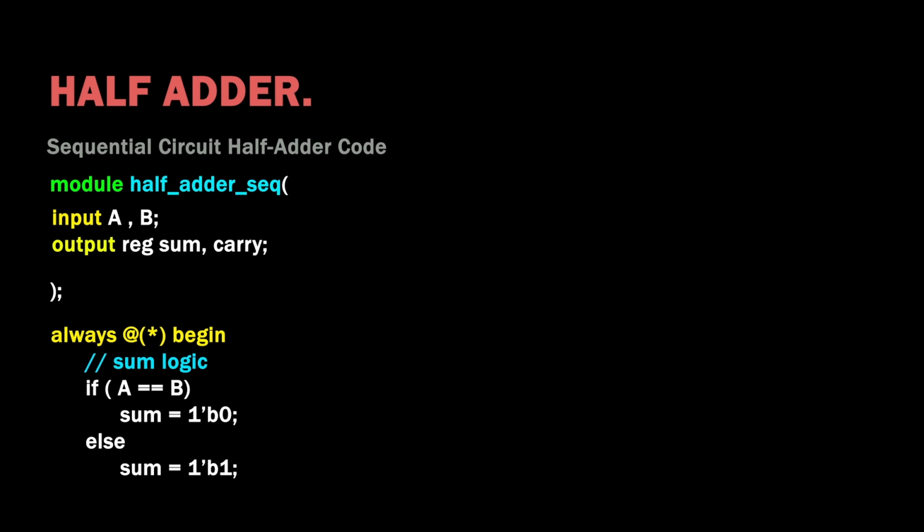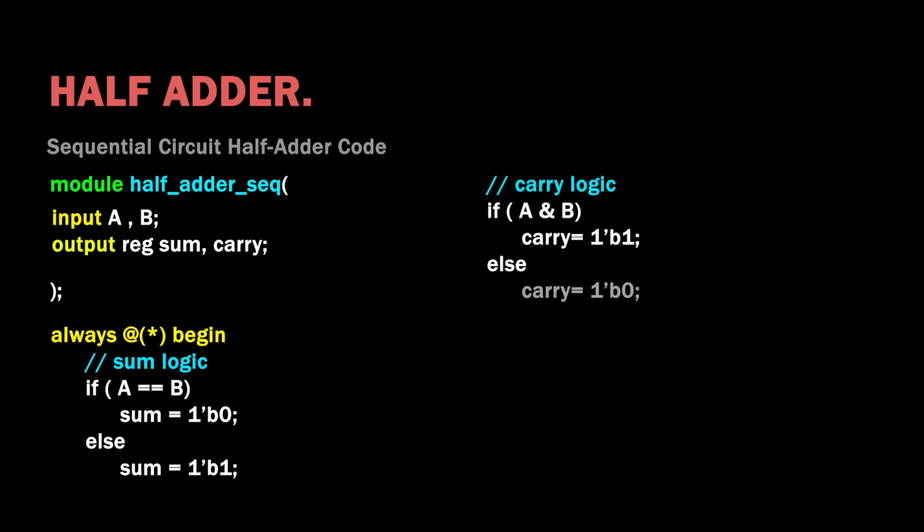After that, the if else condition checks if A and B are same. If they are same, the sum is 0. If they are different, the sum is 1. Then the carry is determined using the condition if A and B. This checks if both A and B are 1. If both are 1, the carry is set to 1, otherwise it is 0. Then we'll complete our syntax by ending the always block and using the endmodule.